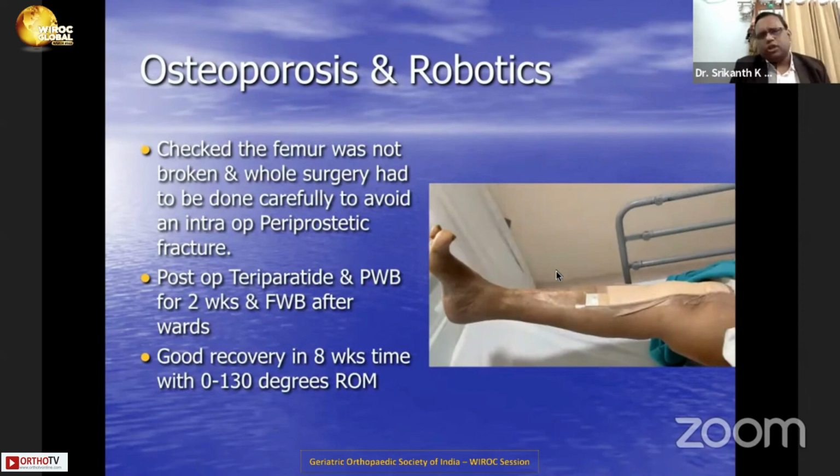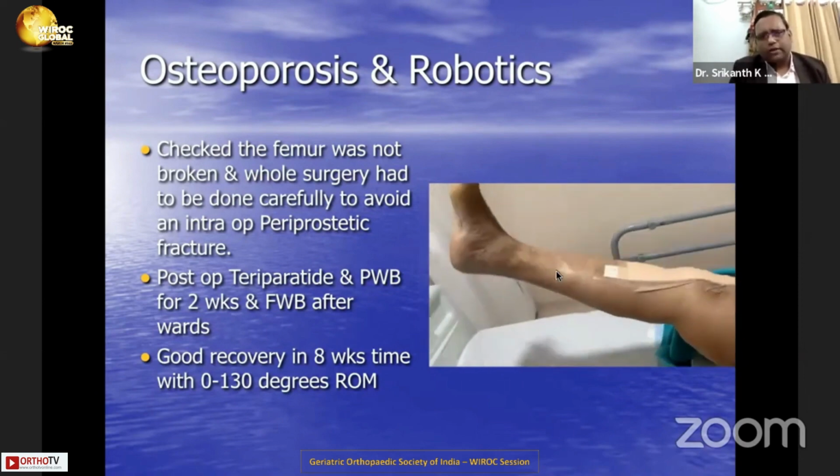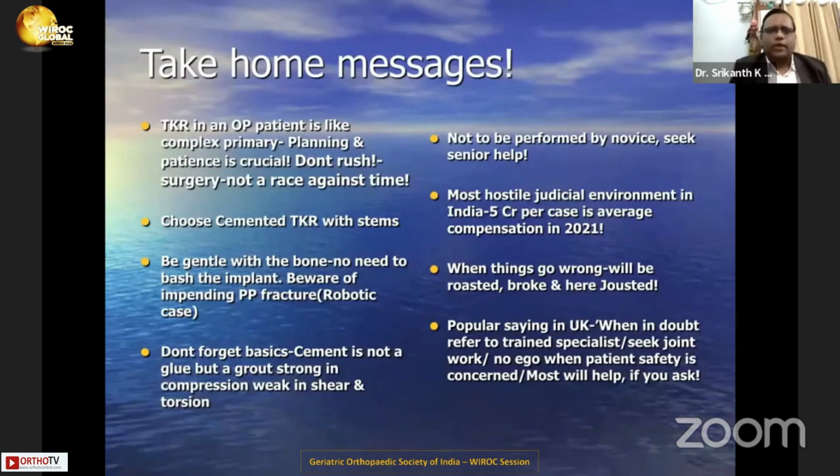It was immediate post-op in the recovery when she was able to straight leg raise, and also she was able to bend the knee up to 90 degrees. So my take-home message is total knee replacement in osteoporosis is like a complex primary. One needs to plan, and patience is crucial. We don't need to rush.